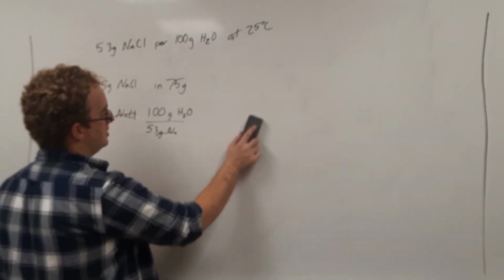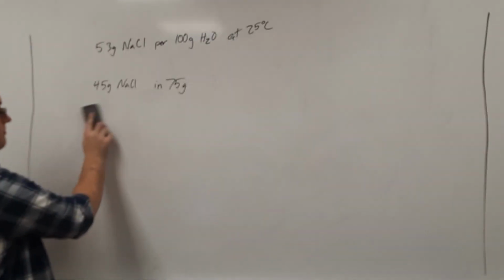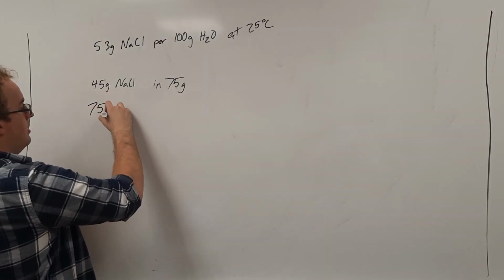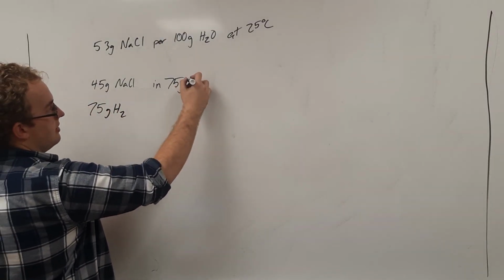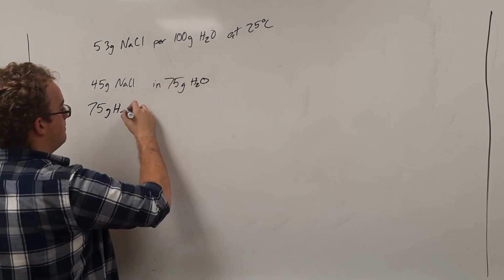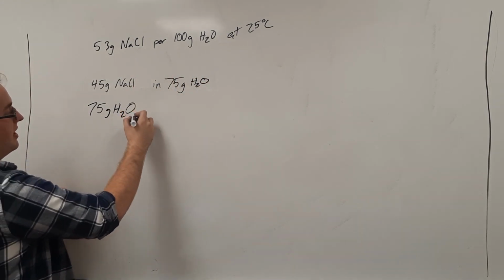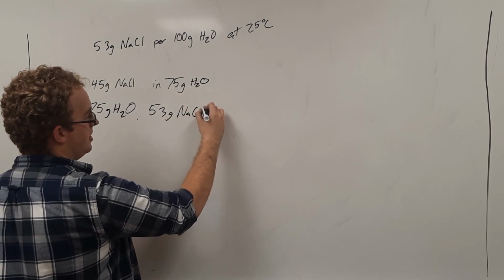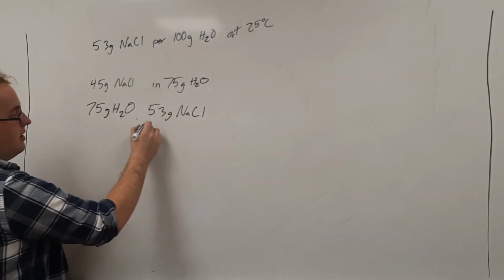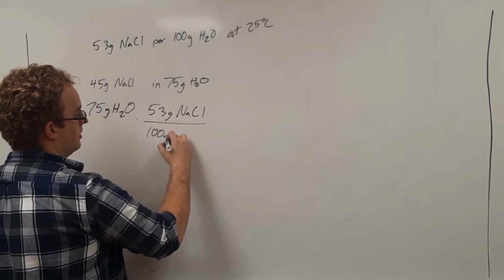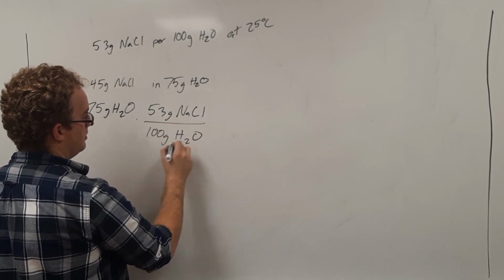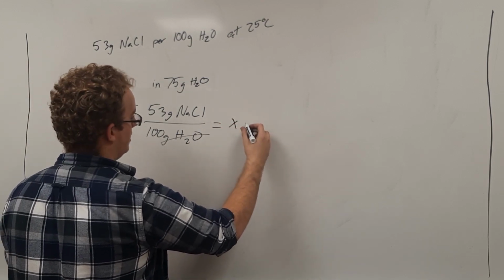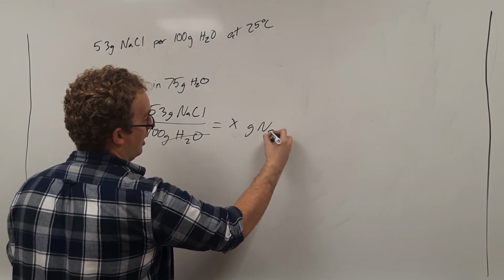So let's say I change this a little bit. Instead, let's start with 75 grams of water, which is this amount. Then I use this conversion factor again, so 53 grams of NaCl goes on the top this time, because we're canceling out grams of water. Then those go away, and then we'll have some number x in terms of grams of NaCl.